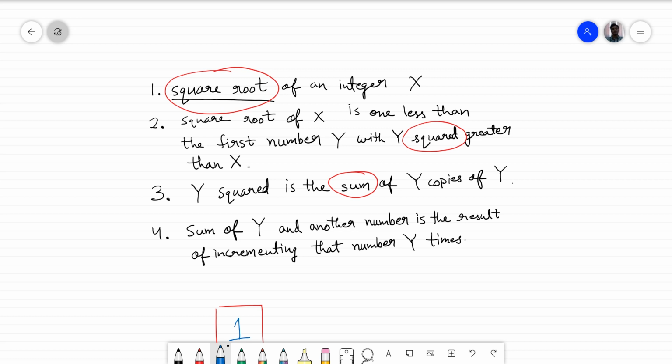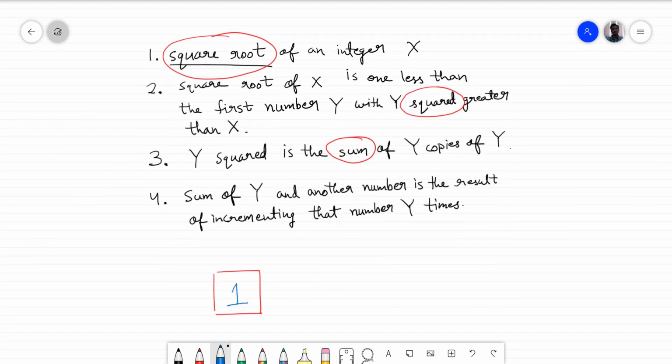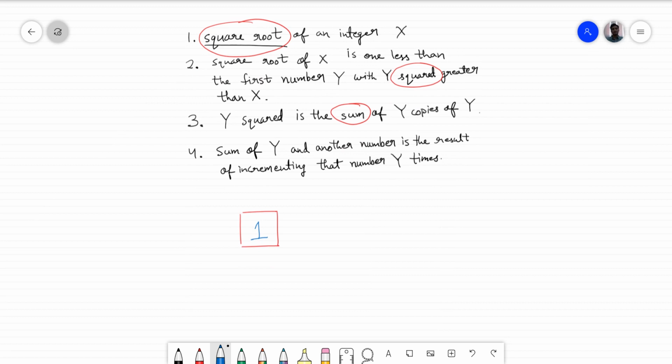A square root is defined in terms of square, then square defined in terms of sum, and sum defined in terms of incrementing bits or incrementing a number. In this case, we have not yet talked about bits here. So now let us write a complete set of instructions for finding a square root based on this.